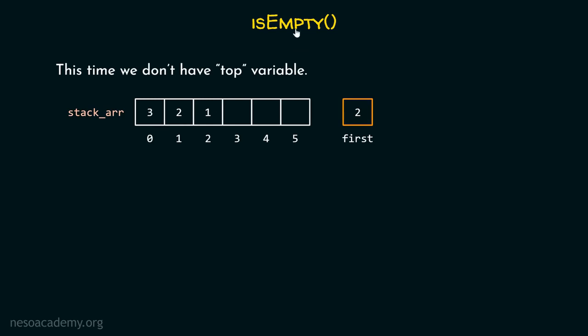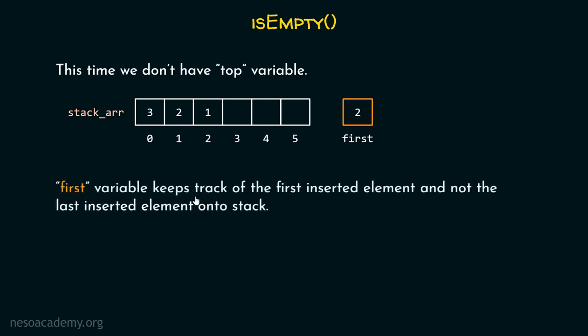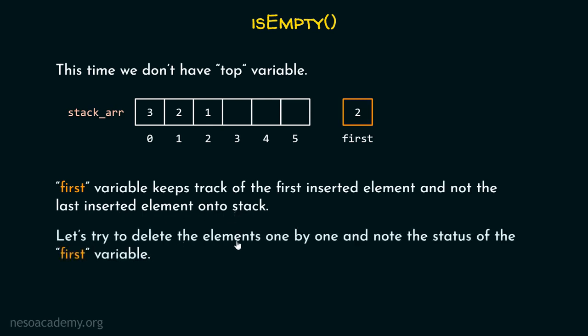Now, we have to write the isEmpty function for this stack. We have to check whether the stack is empty or not. For this purpose, we have to understand how the first variable changes with time, right? The first variable keeps track of the first inserted element and not the last inserted element onto the stack. Isn't that so? Let's delete the elements one by one and note the status of the first variable. This is our job. We have to note the status of the first variable after deleting all the elements of the stack.